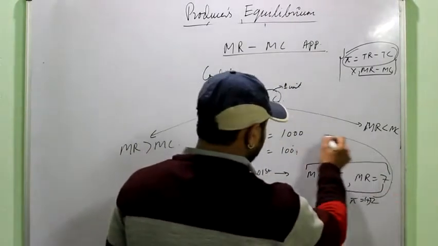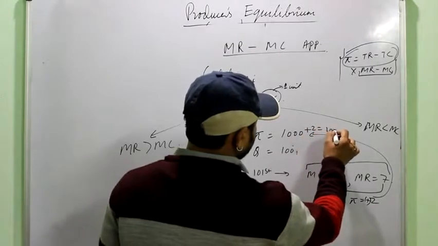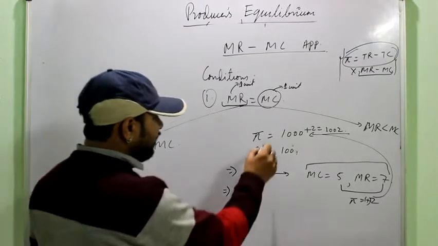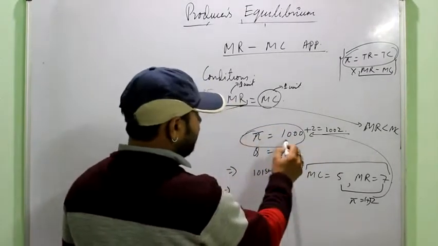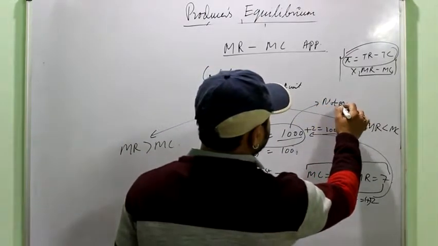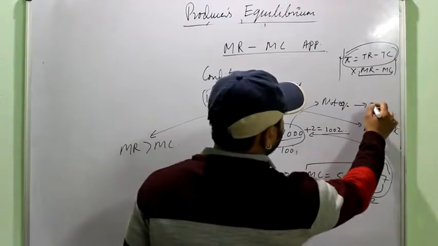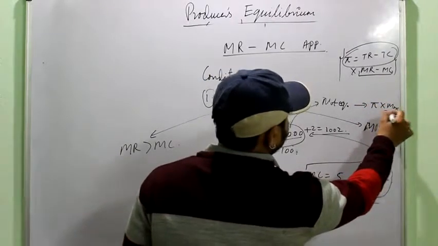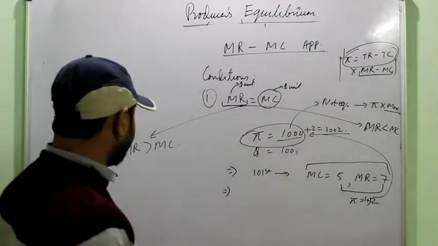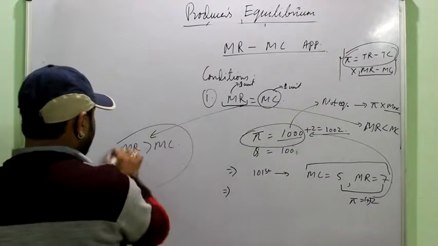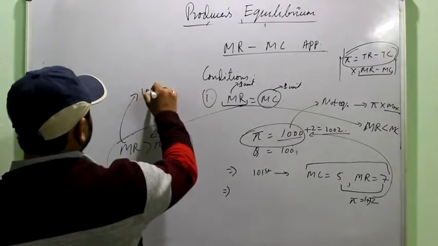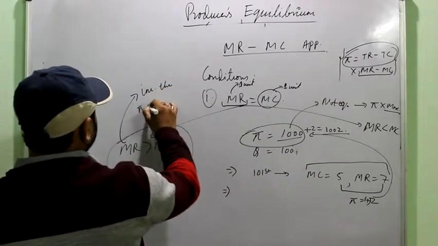So it means that his total profit would be 1002. It means that when he was earning a profit of 1000, he was not in his equilibrium. Why not in equilibrium? Because the profit was not maximum. There was a chance of increasing the profit by making this particular unit. So simply we can prove that for any unit where MR is more than MC, all such units will increase the profit of the producer.